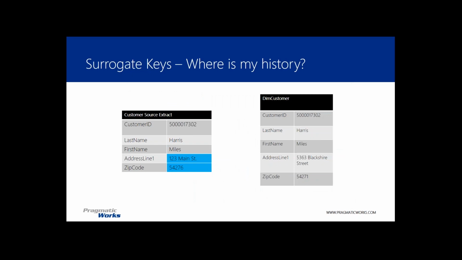So if this is what my data looks like, on the right-hand side, I've got my dim customer table, where I've got my customer ID, my first name, last name, and my couple of address lines there. And then over on the left-hand side, we've got some new data coming in, and you'll notice the address and the zip code are different between the two. So what we're going to end up doing, if we have the data model that you saw on the previous screen, is we're going to issue an update statement against the table. So far, so good, right?